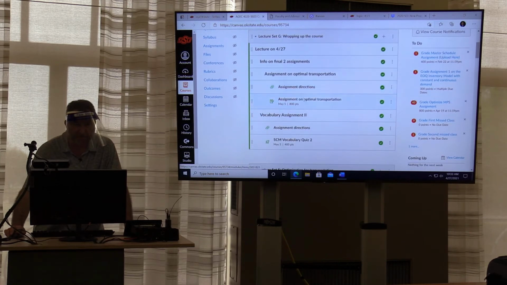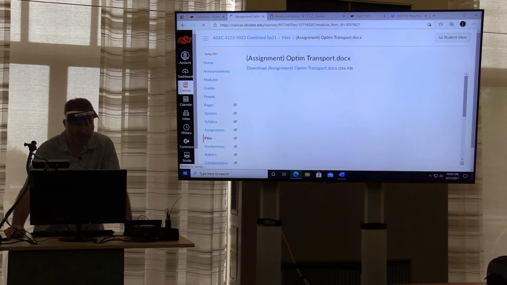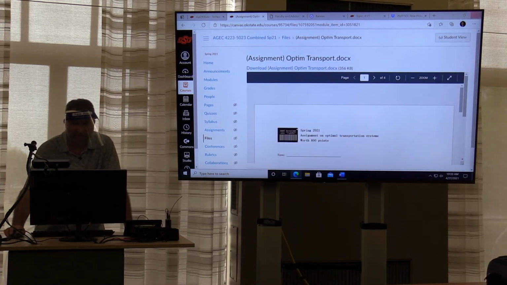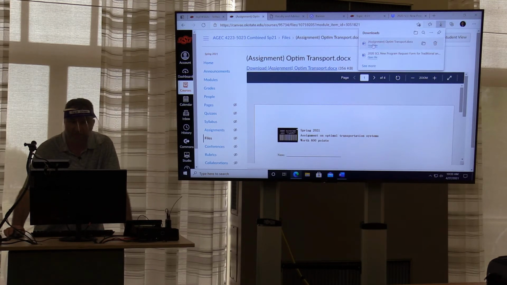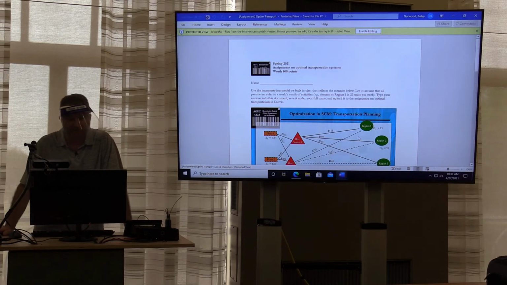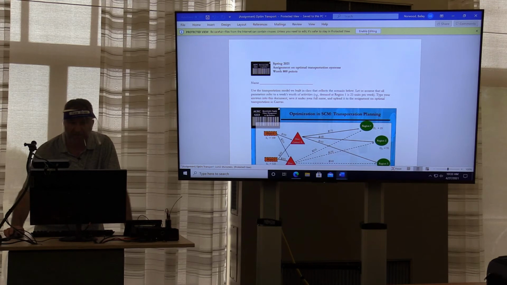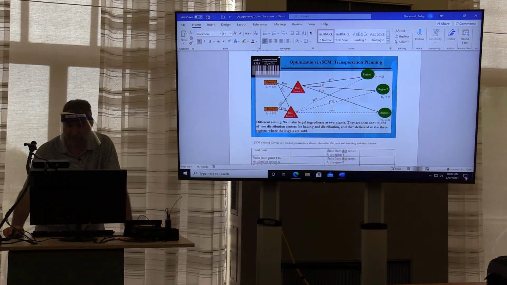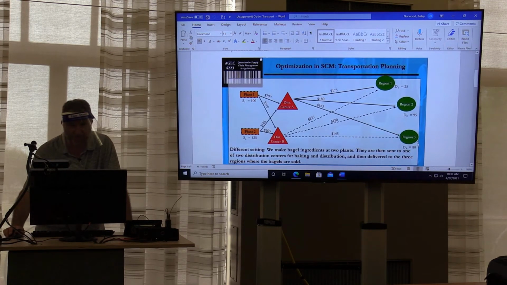Lecture set G: wrapping up the course, info on final two assignments, assignment on optimal transportation, and assignment on vocabulary, assignment number 2. Let's first look at optimal transportation. We have already made a model in this class of this scenario. It's an identical scenario. I didn't even change any parameters.